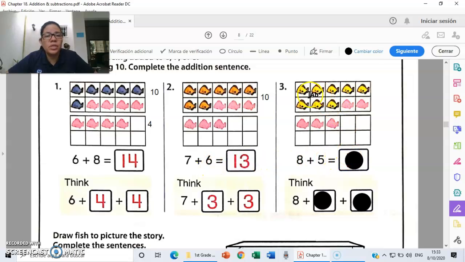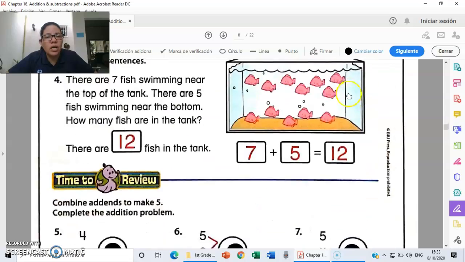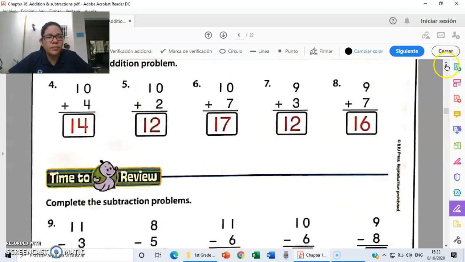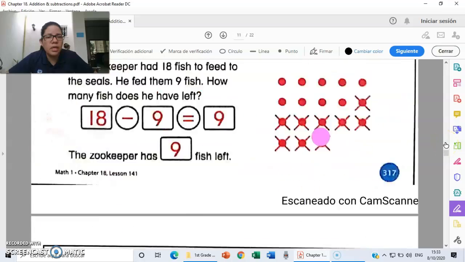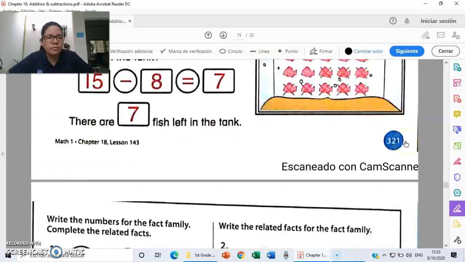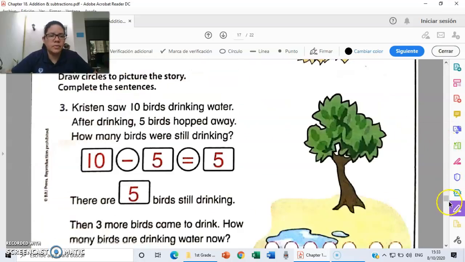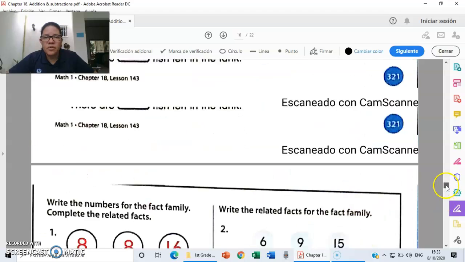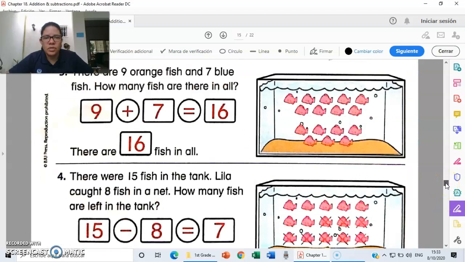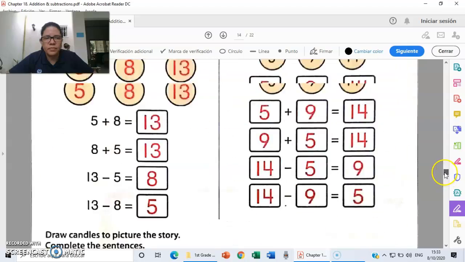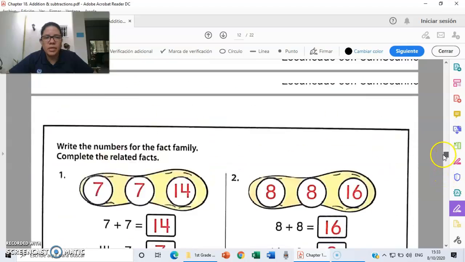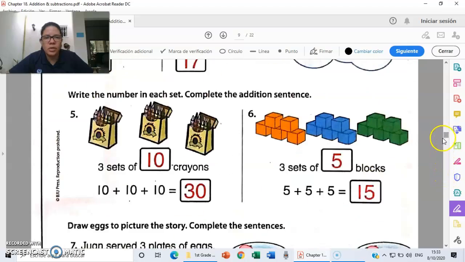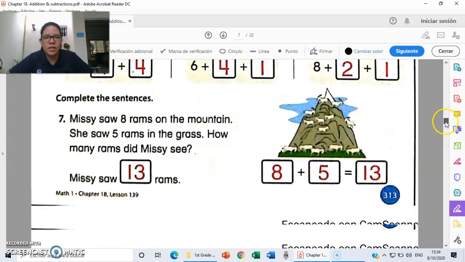Okay, so this one is the same. 1, 2, 3, 4, 5, 6, 7, 8 yellow fishes. And then you add 5, 1. Oh, sorry. Oh, what happened? My fault. Sorry. Okay, so let me get to the page. Oh my God, something happened.